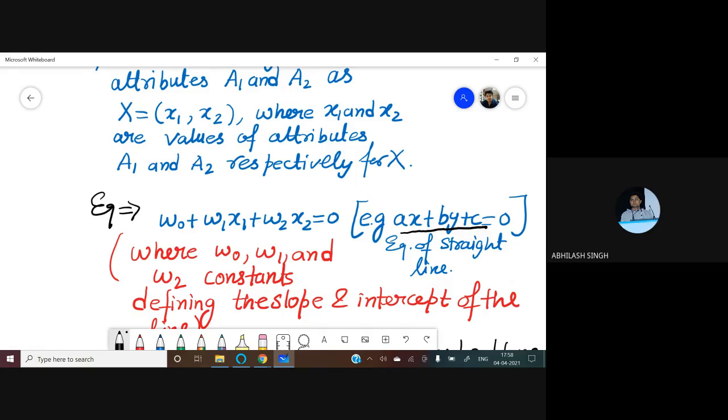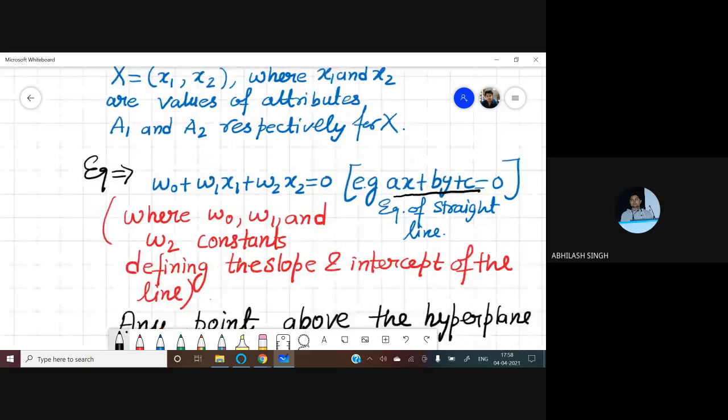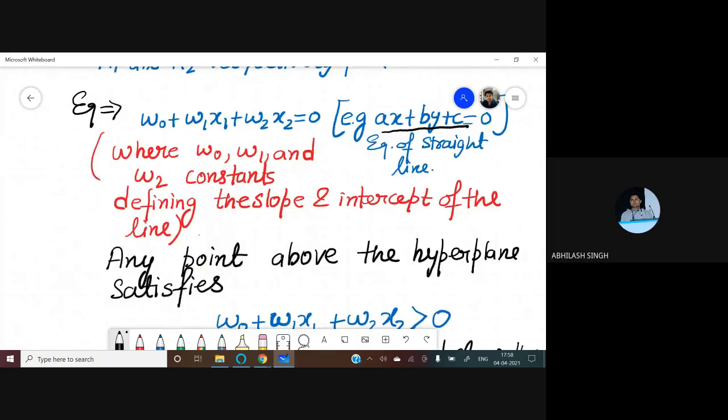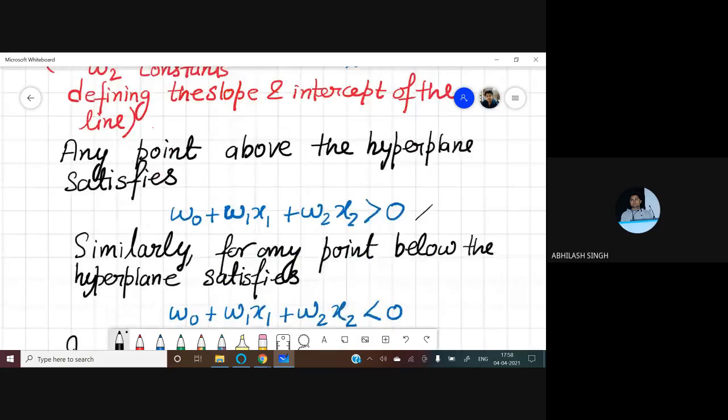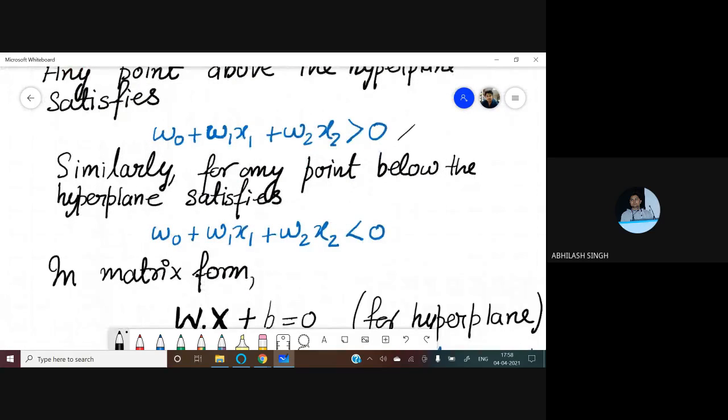These things you can compute through the model parameters. I hope you can write the equation for any straight line by selecting any two random points, putting in the value of x, getting the value of y, and drawing a straight line. That is simple, that you have done in class 6 or 7. Based upon that, any point that lies above the hyperplane should satisfy one equation, and any point that lies below the hyperplane should satisfy the other.